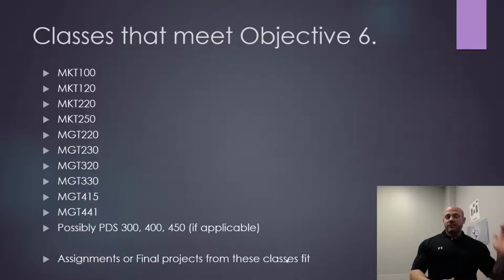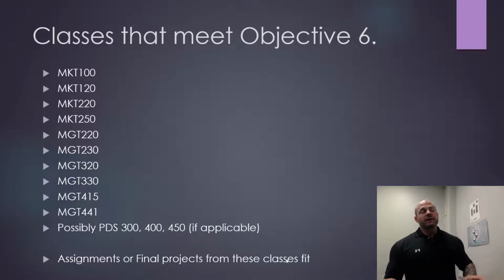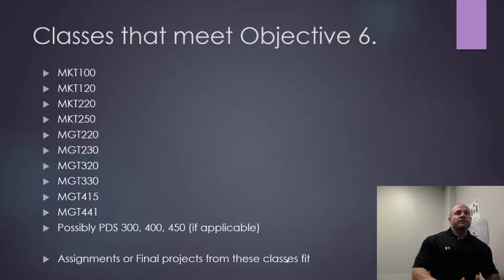In objective 6, you have a slew to pick from, ranging from Marketing 100, 120, 220, 250, and all the management courses basically encompass this as well: 220, 230, 320, 330, 415, and 441. Have your pick at it. Pretty much every single one of these classes encompasses using some kind of visual aid to make data-driven decisions. Anything in marketing is going to come into context in that.